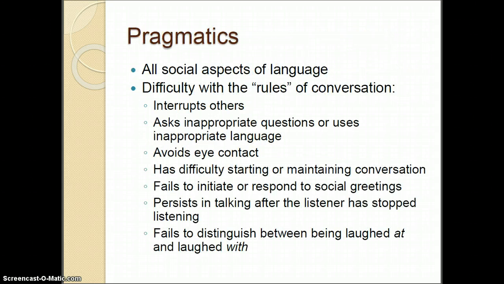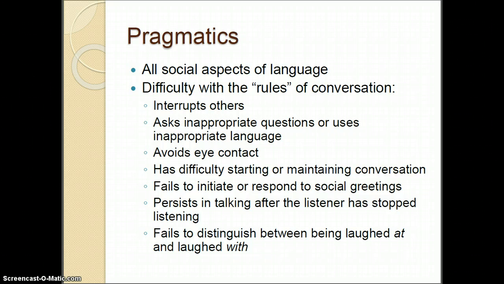The last area of language that is affected for those on the autism spectrum is pragmatics. And when we talk about pragmatics, we're talking about all the social aspects of language. This means that individuals on the autism spectrum have difficulty with the rules of conversation. There are lots of rules that govern all the time how we're supposed to talk to people, when we're supposed to talk to people. This is very challenging for those on the autism spectrum. You're going to see this when they're doing things like interrupting others, asking inappropriate questions, or using very inappropriate language, often including swear words or vulgar language.